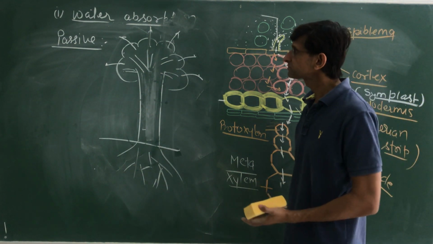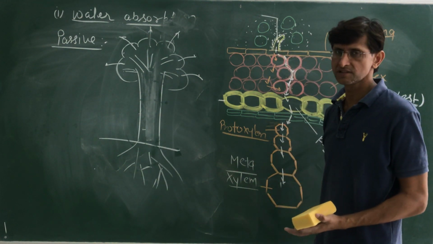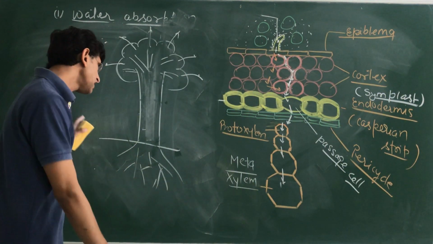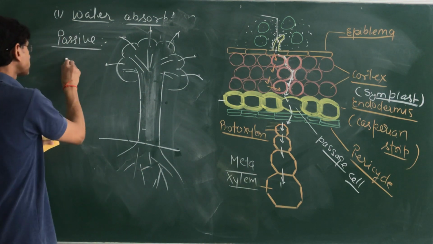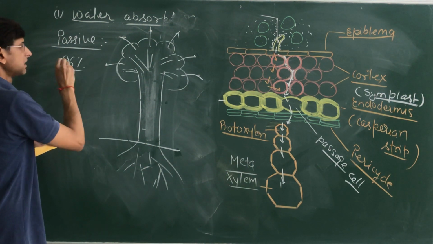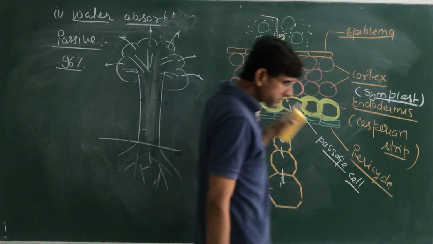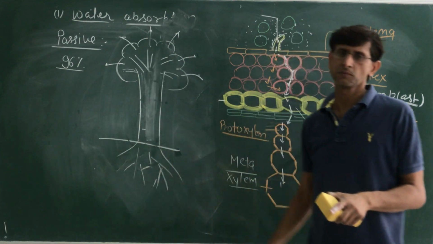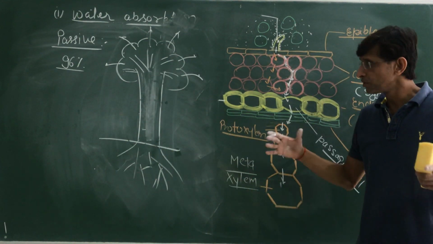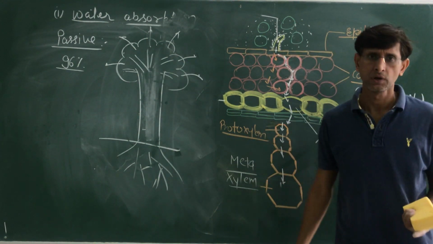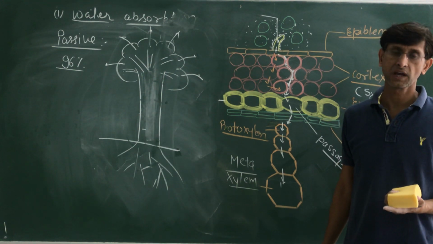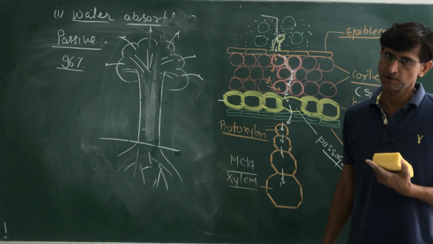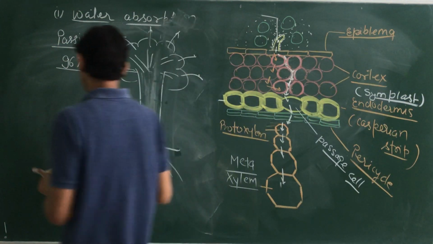So this type of water absorption is considered passive absorption, and you will definitely be amazed to know that almost 96% of water absorbed by root is absorbed by passive absorption. So this is the most important way of absorption of water through roots. And the evidence for this process is given by Kramer.